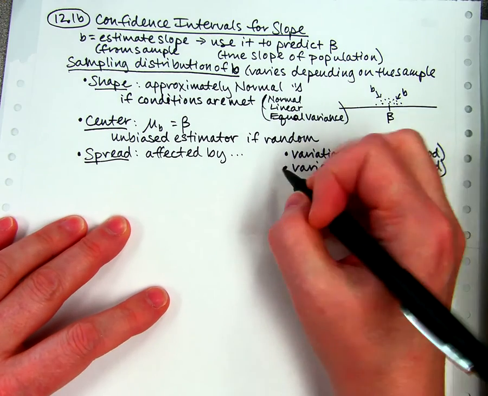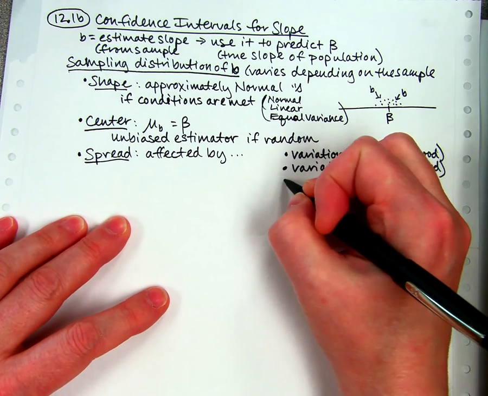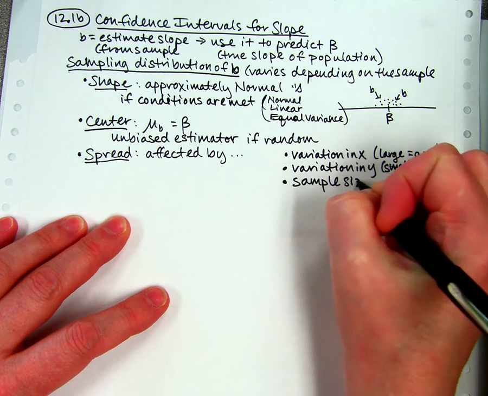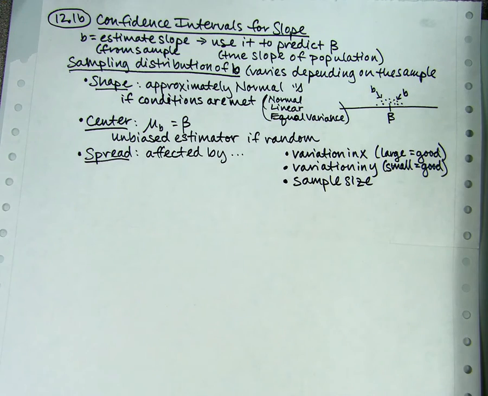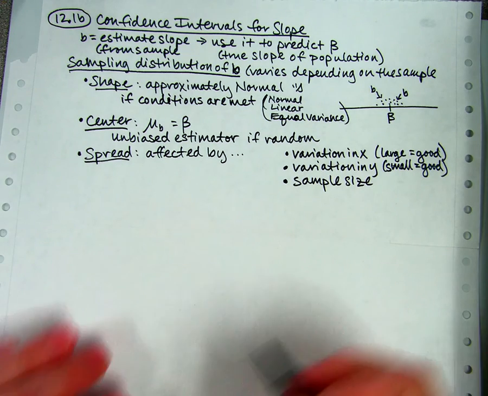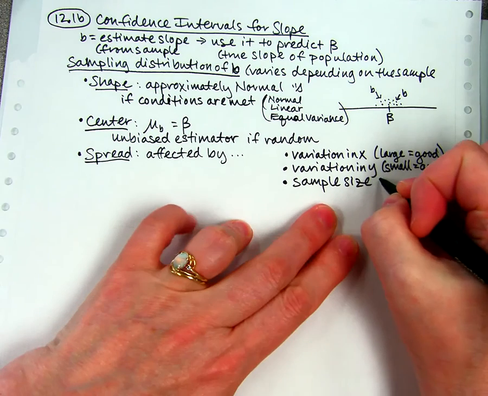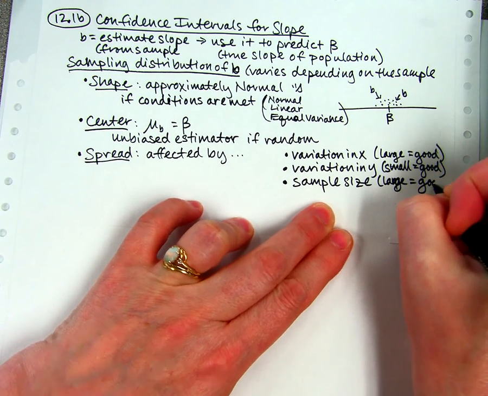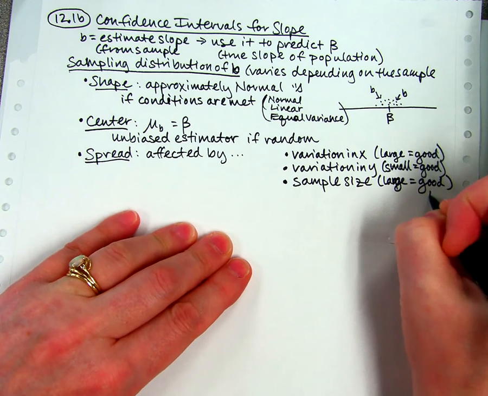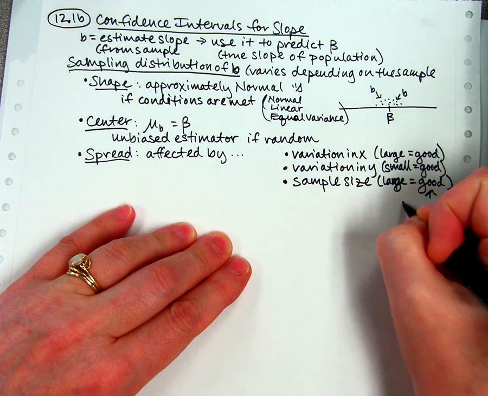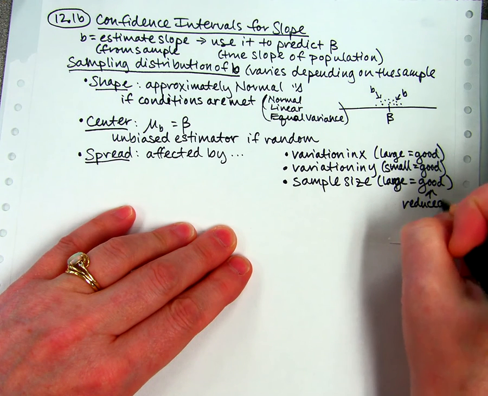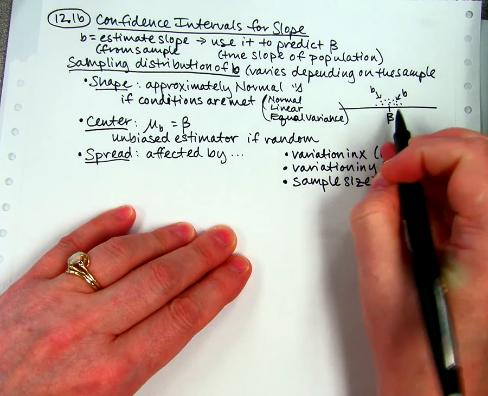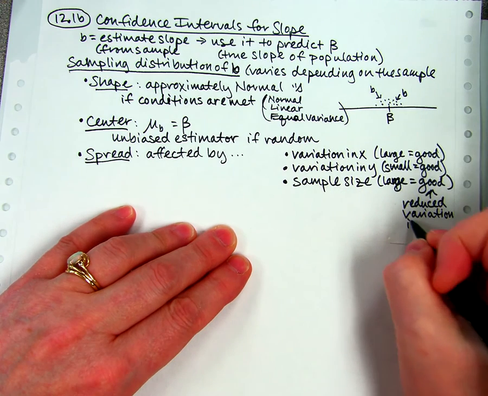And then also, we didn't talk about this in the warm-up, but it's affected by sample size. And you've seen that before. Bigger samples give you better estimates or smaller spread. So in general, sample size, large is good. And when I say good, I'm specifically talking about reducing the variation in slope. We want the variation in slope to be small so that our estimates are close to the actual value.